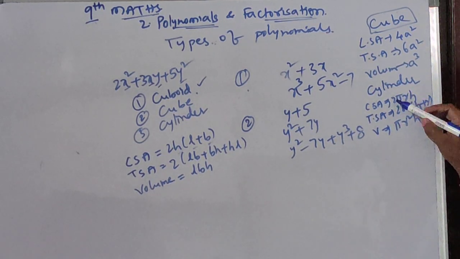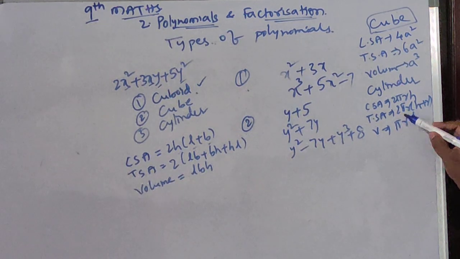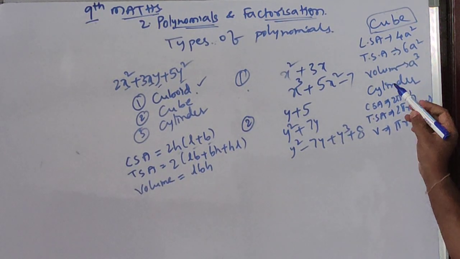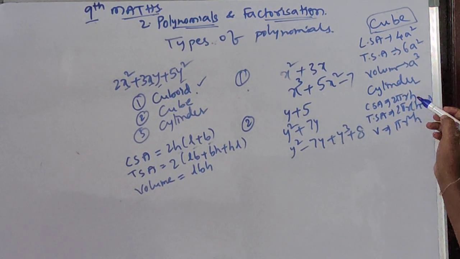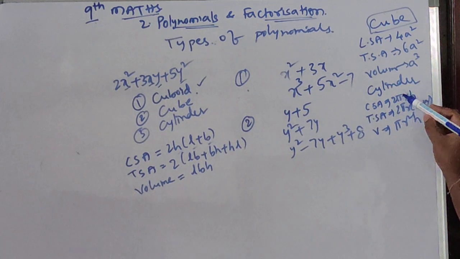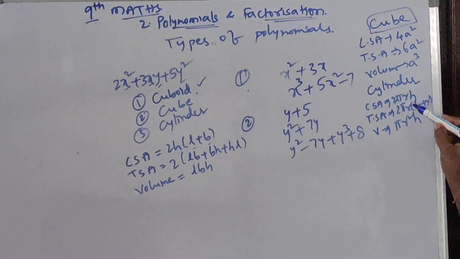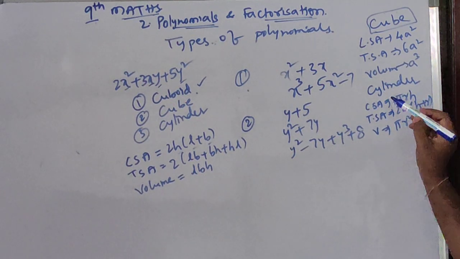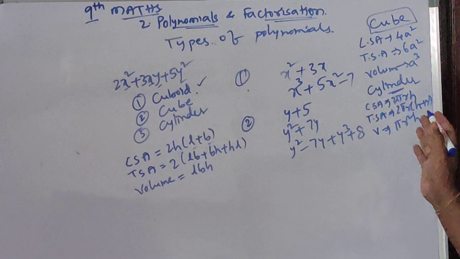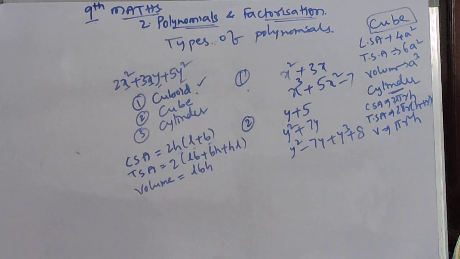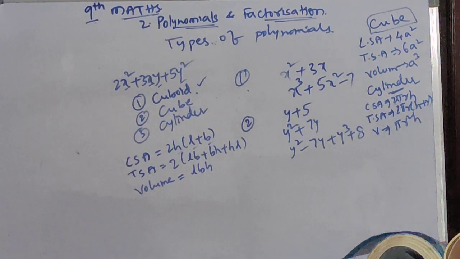So here 2 and pi are the constants. R and H are the variables. Radius represented with R. Height of the cylinder is represented with H. So here 2 and pi are the constants. R is the radius. R and H are the variables. Okay. So this is the formula for cylinder. Okay. Area, surface areas and volumes formulas.